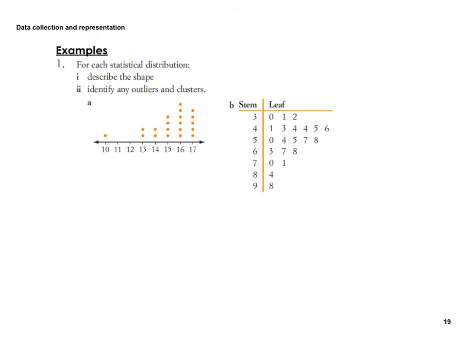All right, here are some examples. Question 1, part 2, A and B. So question A, for each type, describe the shape and identify any outliers or clusters. So, describe the shape. Let's draw a little curve on top. There's a cluster, or there's a bump towards the right or left. It's the right, which means this one is negatively skewed.